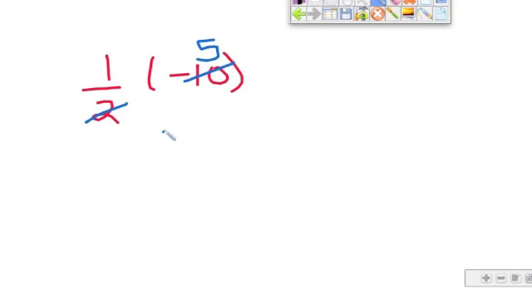All right, how about something like this? 1/2 times negative 10. Well, remember, fractions only mean to divide. That's all it is. So 2 goes into 10 5 times. So now I have 1 times negative 5. 5 times 1 is 5. A positive and a negative equal a negative. So the answer is negative 5.